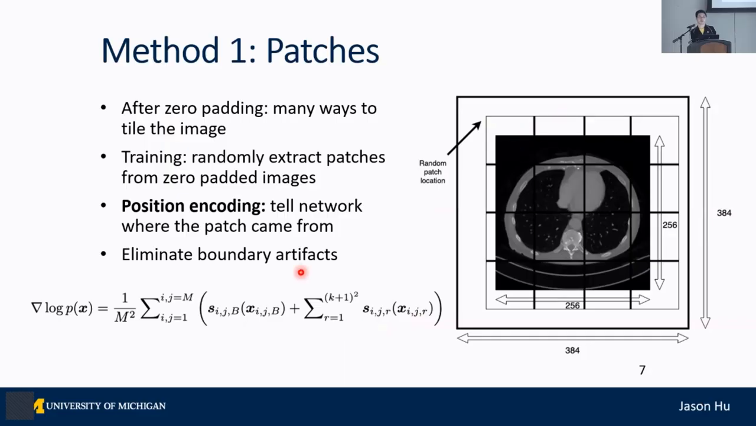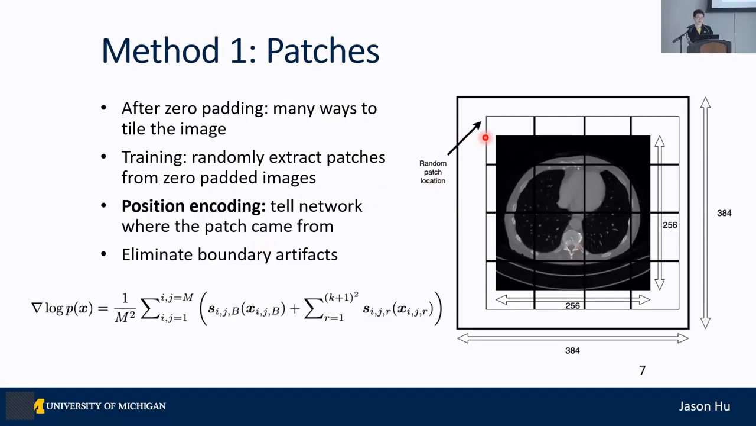Okay, so this is a way to represent the score of the entire image as the sum of all the patches. We also have to add a positional encoding, which is telling the network where each patch came from. So for example, for CT images, we know that the spine usually is toward the center in the lower part of the image. So we tell the network that the patch came from that area of the image.